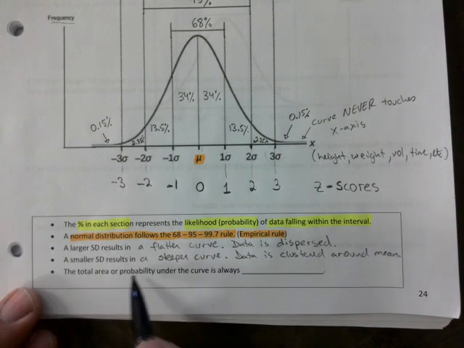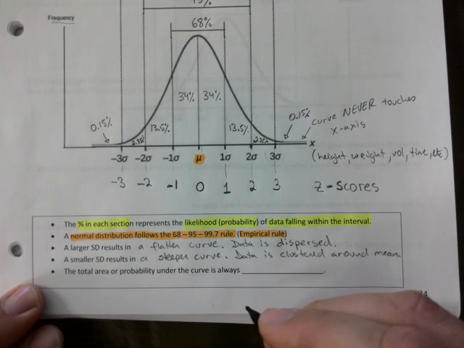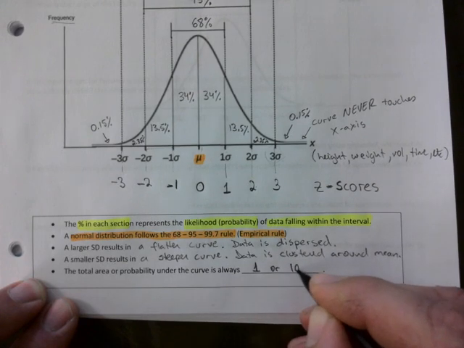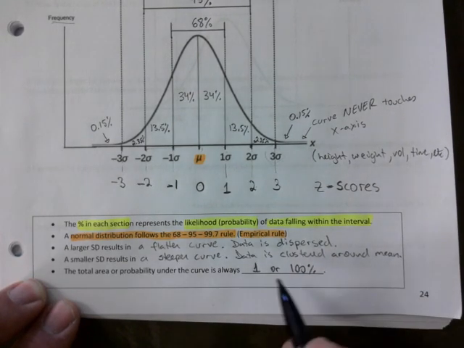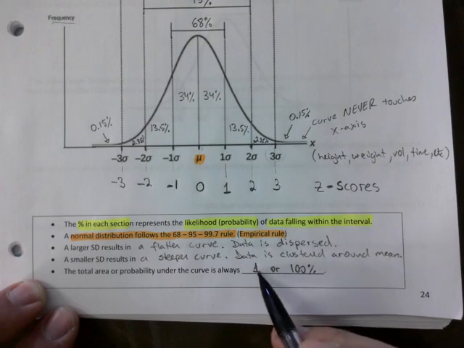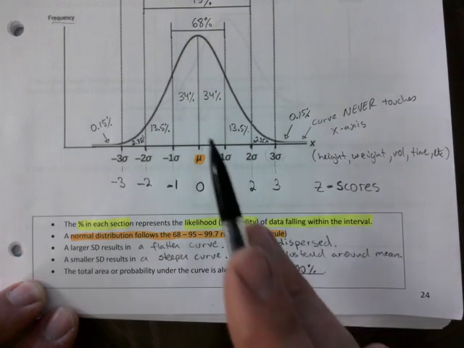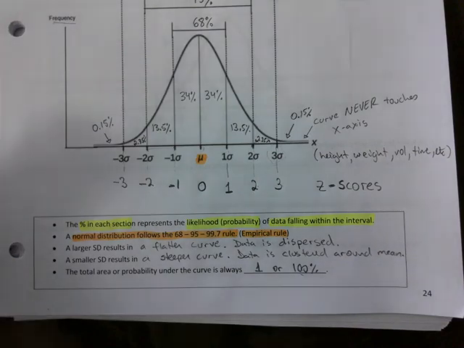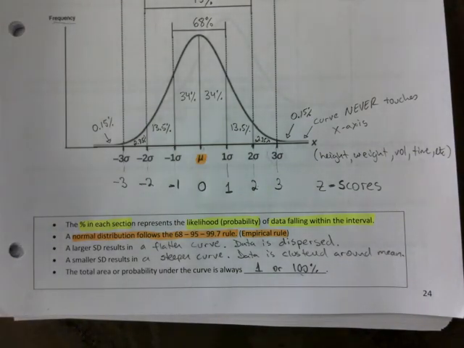So the total area or probability under the curve is always, watch this, 1 or 100%. And why am I saying that? Well, if you use decimals, then it'll have to add up to 1. But if you just stick with the percentages up here, it should add up to 100%. Okay. So write that down.